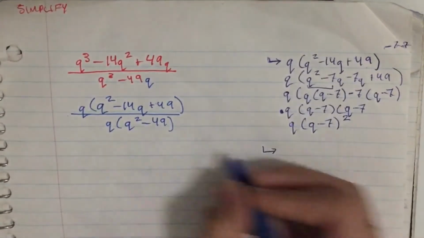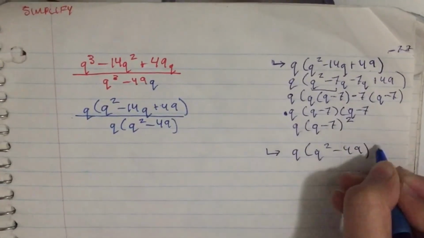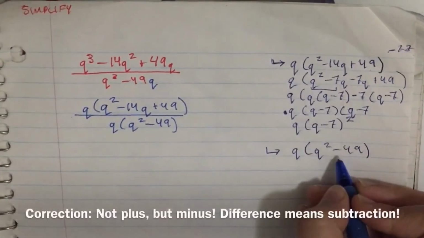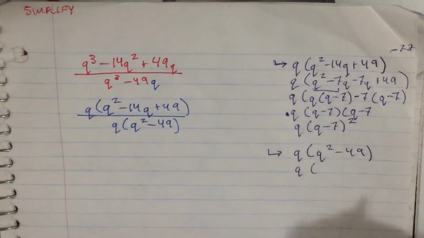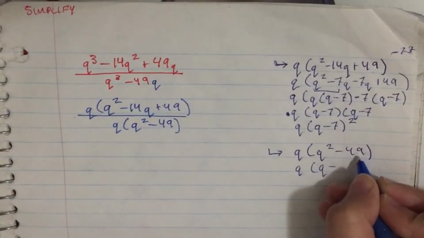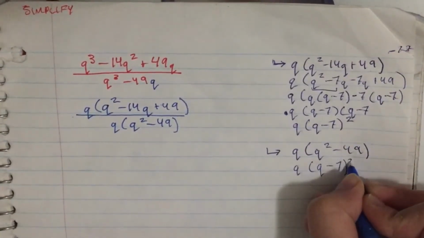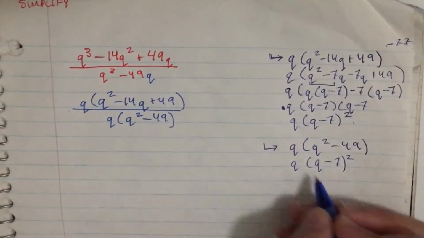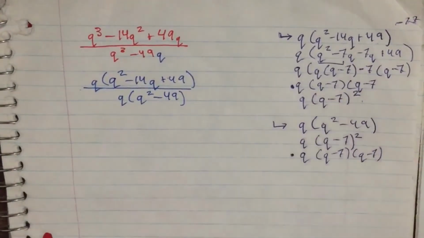So the next expression we're going to deal with is the one in the denominator. This is a difference of perfect squares. This is like a squared minus b squared. So we can write this as a minus b times a plus b, or in this case q minus the square root of 49, which is 7, and then the same with plus. As you can see, these are the same. This is the form we're going to be plugging into the equation.